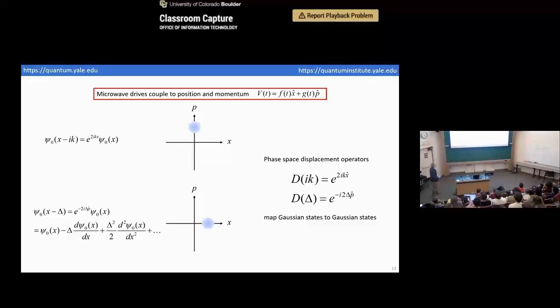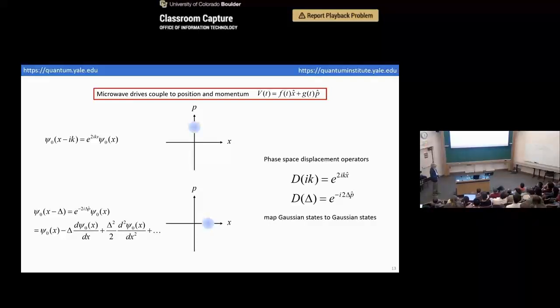Okay, so I showed you that displacement, an imaginary displacement, is a momentum boost, and that's done by this operator. There's a 2 here because of the funny units I'm using.